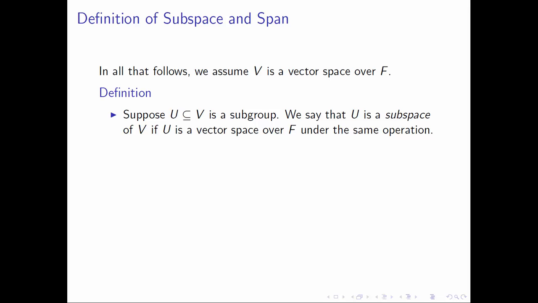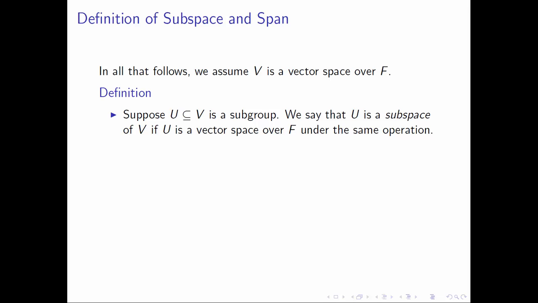Now let's suppose that U is a subset of the vector space V, and it happens to be a subgroup. Then we say that U is a subspace of V if U happens to be a vector space over the field F with the same scalar multiplication. So you have to just be slightly cautious about this. You need that little clause on the end.